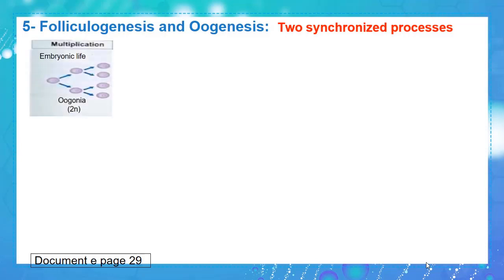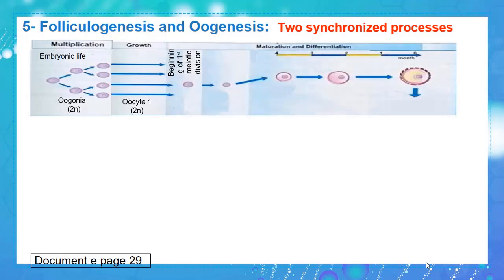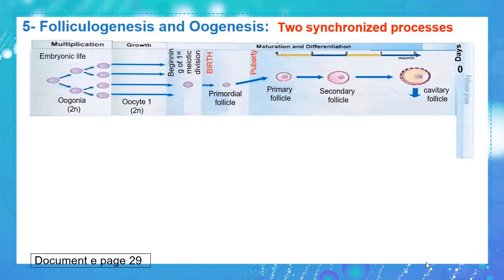Before birth, oogonia multiply until reaching birth, the period where multiplication stops and the growth phase begins, where oogonia become oocytes 1 blocked at prophase 1 of the first meiotic division. Focus on the development of the follicles starting from birth till puberty. Then, 4 months before the first menses, the primary follicle develops into a cavitary follicle.